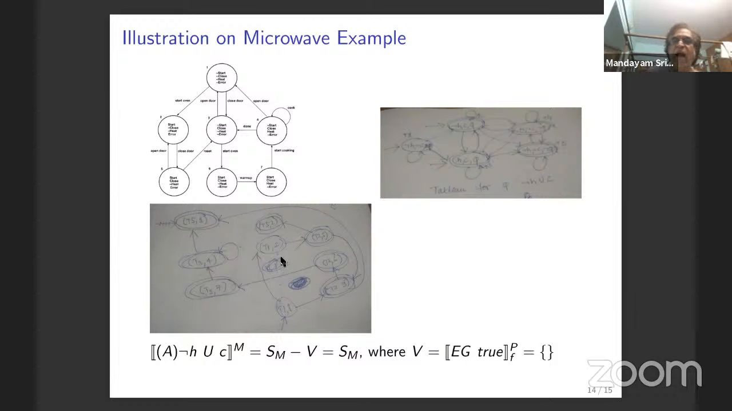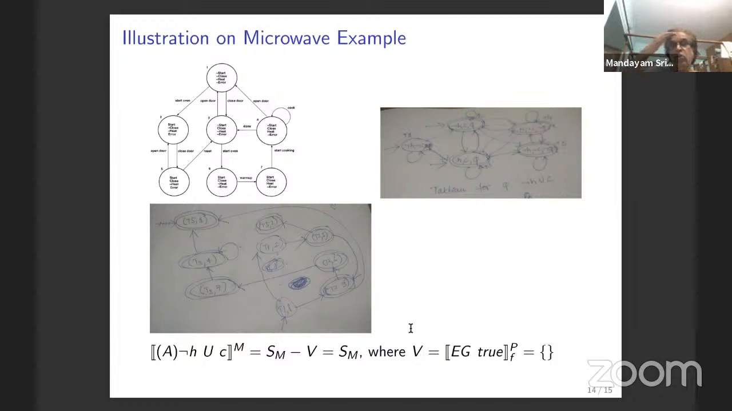Now if I were checking not of phi, if you want to check not H until C, you took not phi, and there you expected V to be empty.